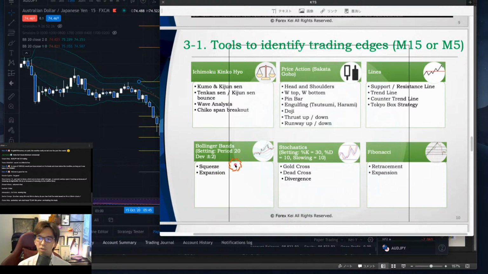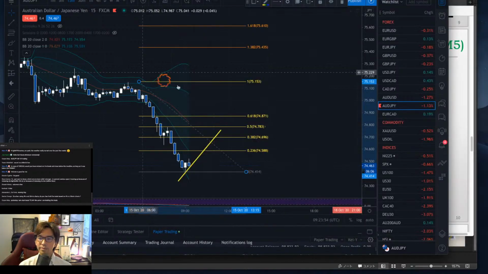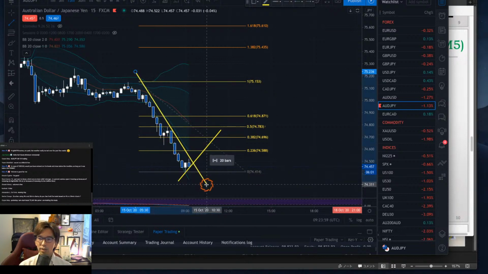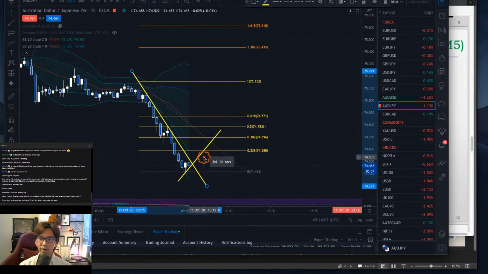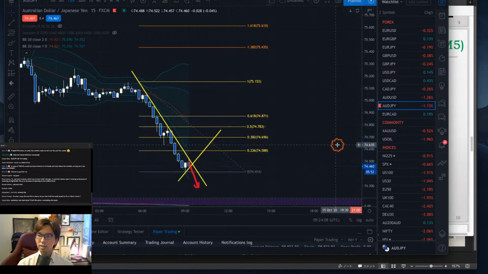So we already saw squeeze expansion. It's been expanding and band walking. Stochastics, we cannot see anything here. Fibonacci retracement might happen. Lines, support line, resistance line, trend line. Trend line might happen. There is a descending trend line like this way. So that's something else that we can draw. So the price may continue to go down this way. That's another expectation here.